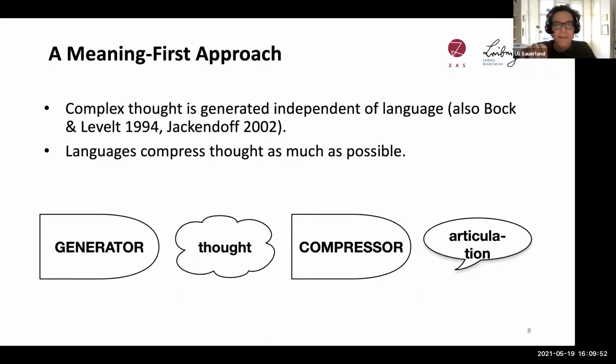Another motivation for this is just that it's been found to be very hard to come up with a reasonable one-to-one mapping between morphemes and concepts in general. So we assume that there's a compressor and then the articulation.